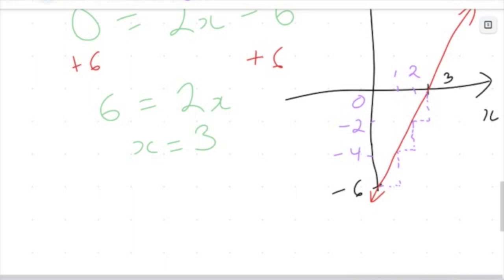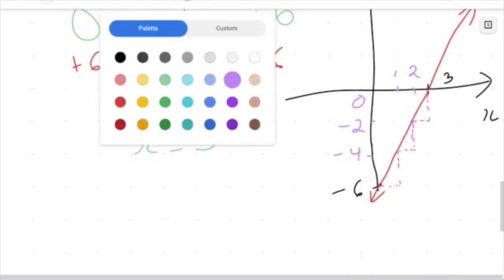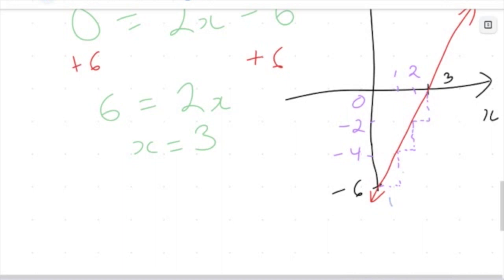So this makes sense, right? Because I've hit 0. I've hit the point where y equals 0, which is always where my x-intercept is going to lie. So as I've tracked this up, for 1 in x, I have 2 in y, I end up getting +3 as my x-intercept, and I have -6 as my y-intercept.